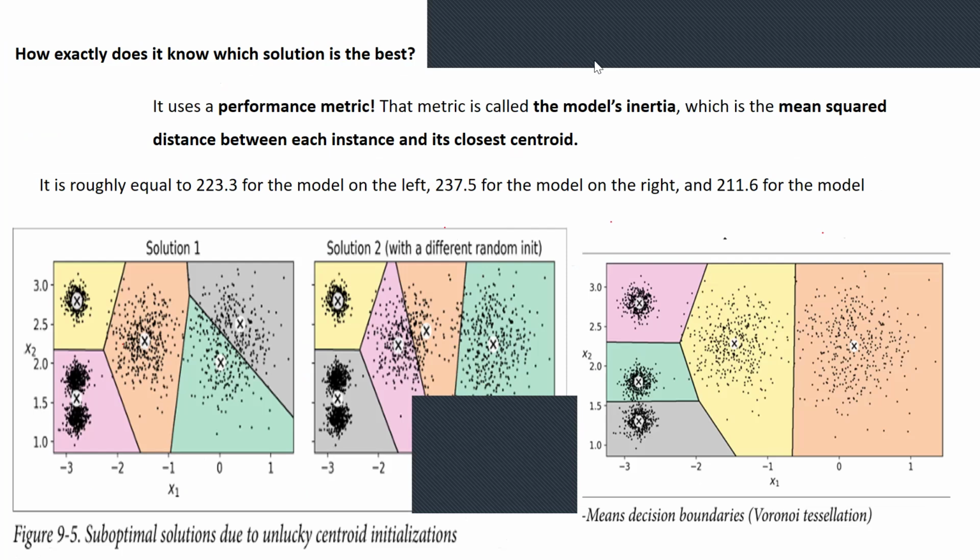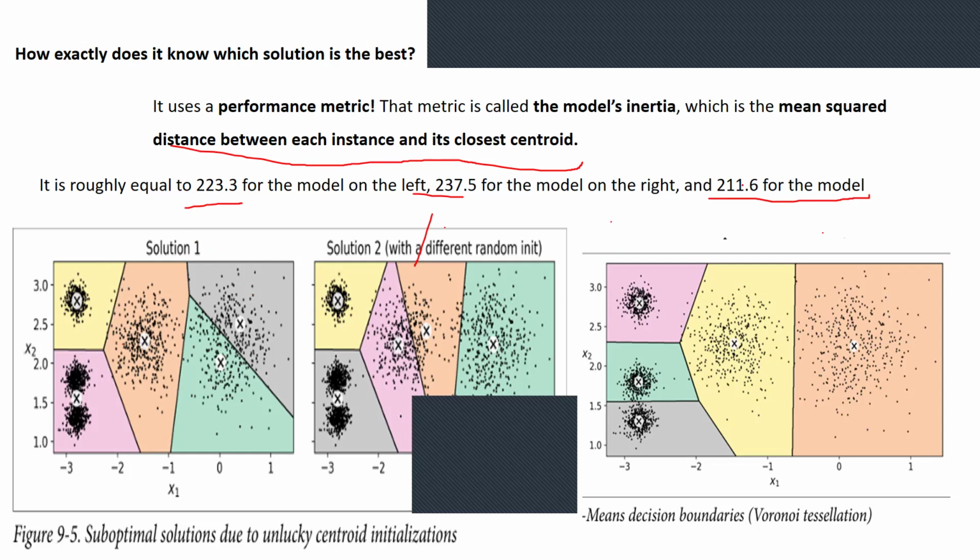The performance metric that we call the model inertia is the mean squared distance between each instance and its closest centroid. When you are performing these optimal and suboptimal solutions, for the computational complexity, it's roughly equal for the first solutions we got. Solution 1 is roughly 2.23, and the other one is 2.37 with different random initializations. And the third one is 2.11 for this model.